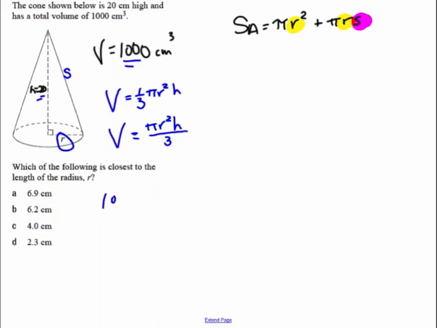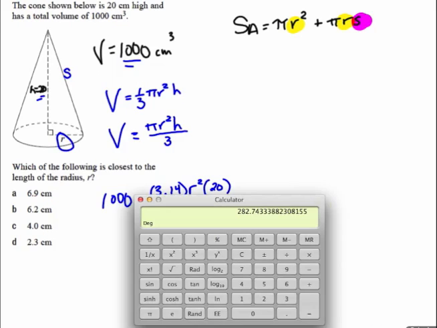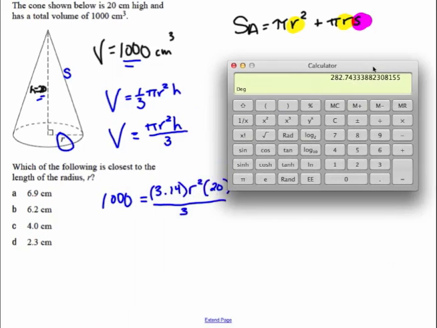So we're going to substitute 1,000 for the volume. We're going to use 3.14 for pi. I like substituting in brackets. We don't know the radius, but we do know the height. And we divide by 3. So what do we do in terms of the steps? We're still going to follow the order of operations when solving. Looking at the right side of the equation, I'm going to multiply 3.14 by 20. So let's do that. Get out our calculator. Let's move it in a place so we can see it.